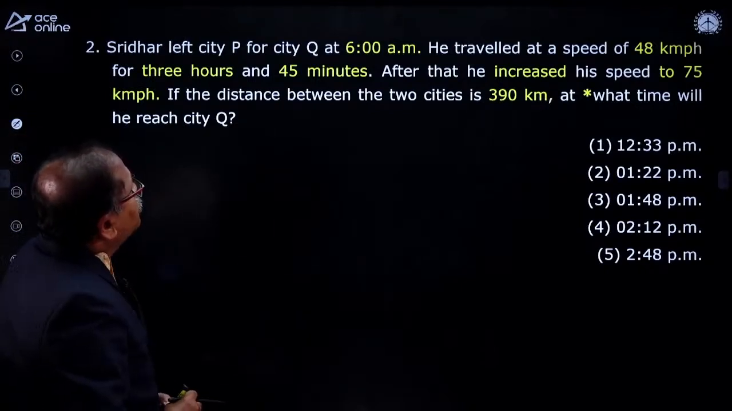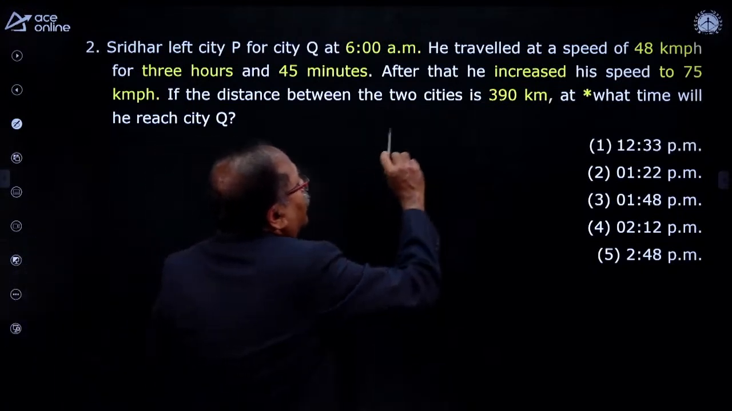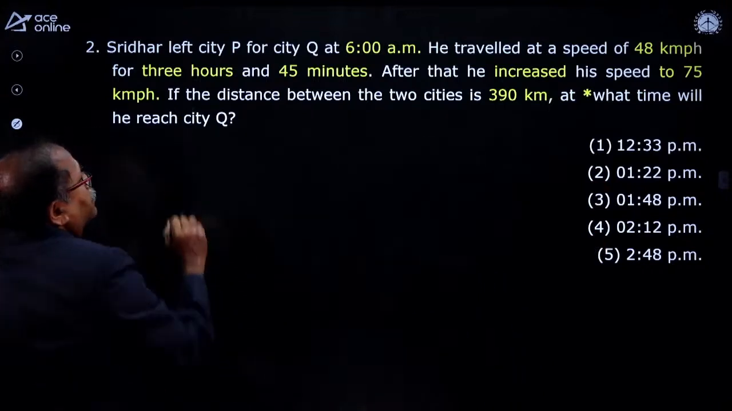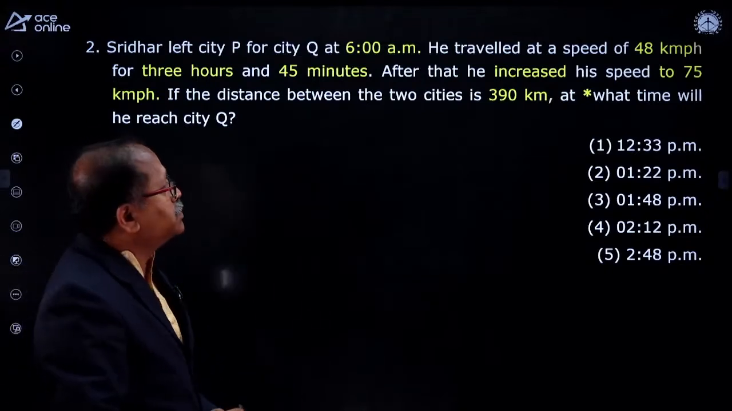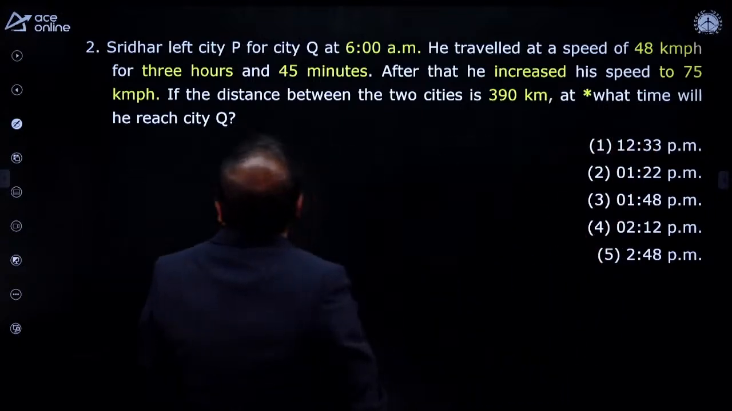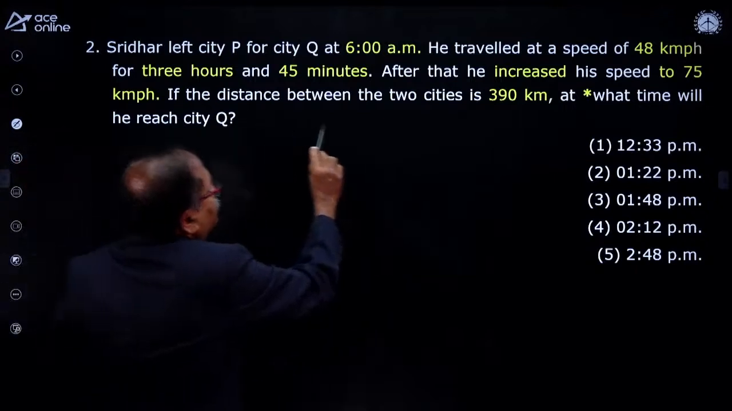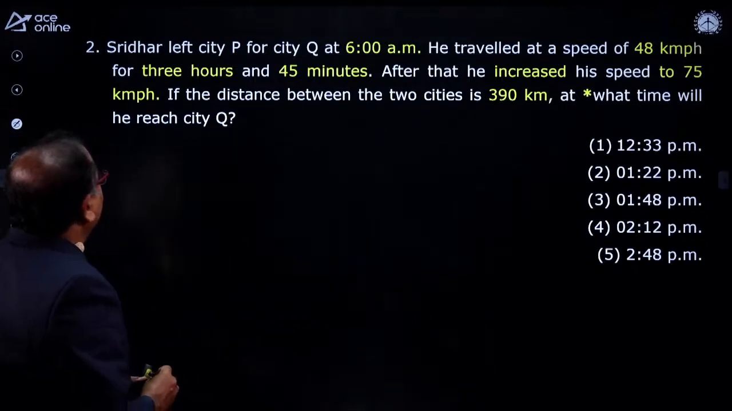Sridhar left city P to city Q at 6 a.m., sir. Appal Naidu garu. He traveled at a speed of 48 km per hour for 3 hours and 45 minutes. We will convert that into hours. After that, he increased his speed to 75 km per hour. Now, if the distance between the two cities is 390 km, then what is the time taken to reach city Q?